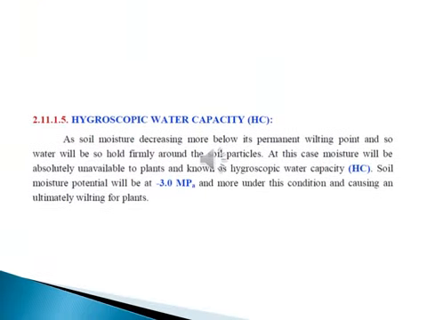Please note that as soil moisture decreases further below its permanent wilting point, water will be held firmly around the soil particle. In this case, moisture will be absolutely unavailable to plants and is known as hygroscopic water capacity.